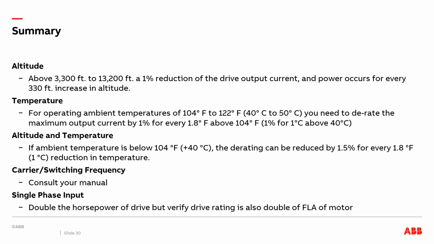Altitude and temperature. Remember that if the ambient temperature is below 104 degrees Fahrenheit, the derating can be reduced by 1.5% for every 1.8 degrees Fahrenheit reduction in temperature. And again, remember, we can't ever exceed the maximum output current rating of the drive's nameplate due to this analysis.